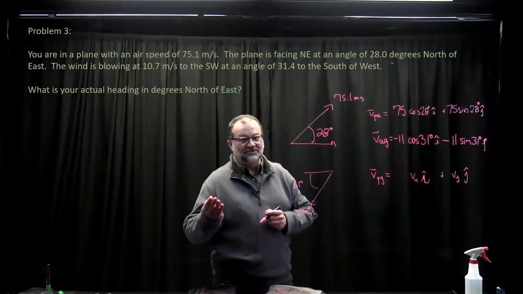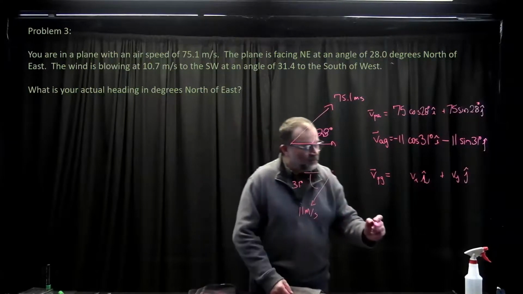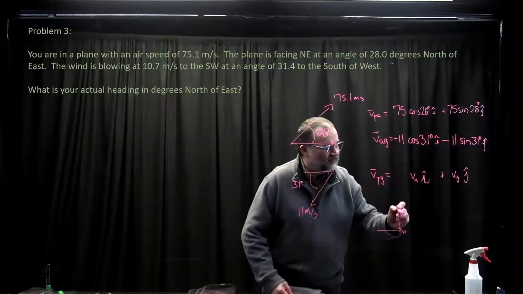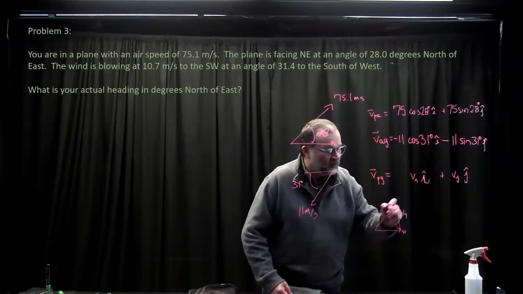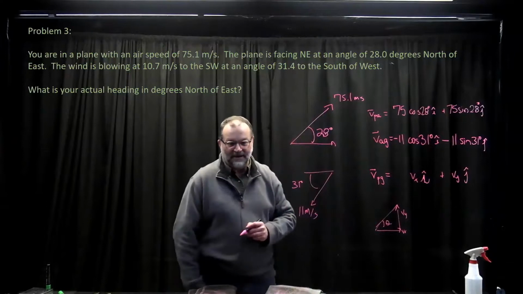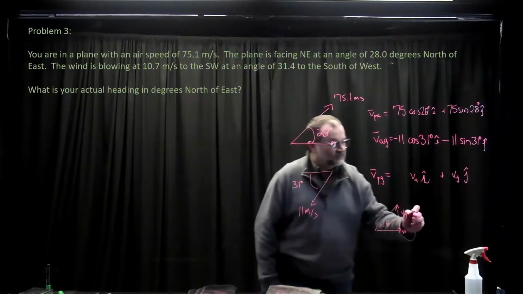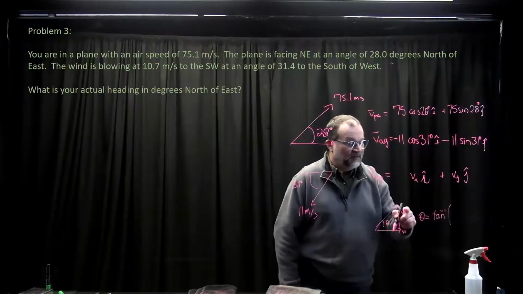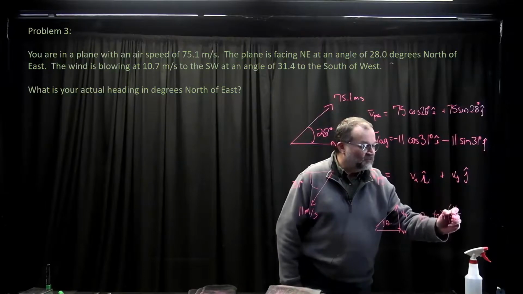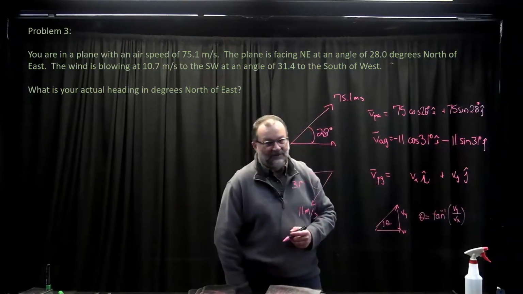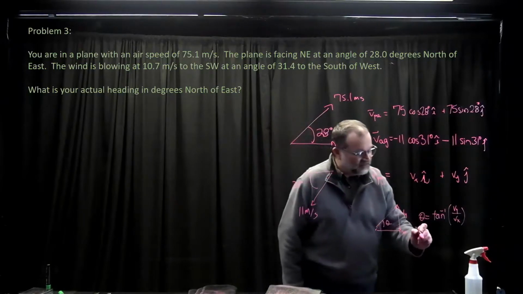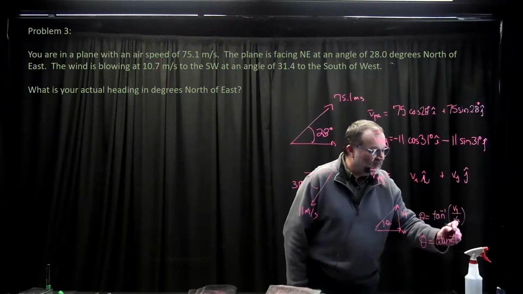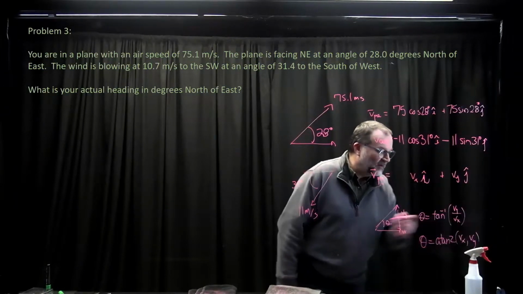And in terms of degrees north of east, well, think about it this way. You have Vx, you have Vy. You want to know that angle right there. How do you find that angle? Theta is the inverse tangent of opposite over adjacent. Of course, in Excel, you're going to convert all these to radians, by the way. In Excel, that's atan2 of Vx, comma, Vy.